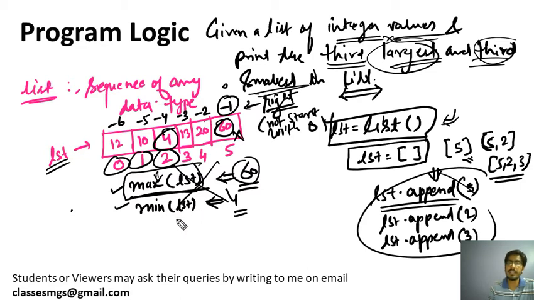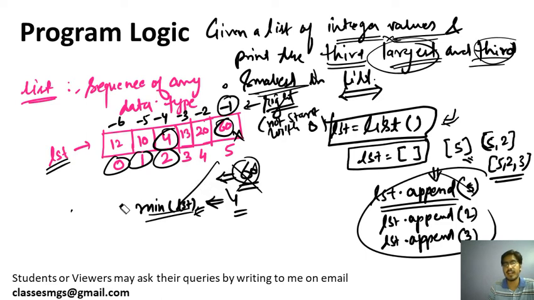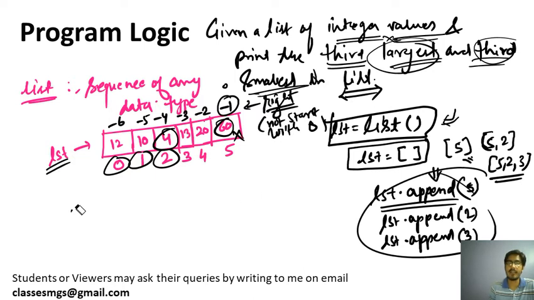And if you keep on deleting the minimum from the list 2 times, then you will get the third minimum number when you call the minimum the third time, after removing 2 elements. So this is one way, but this way is not desirable, because in this case your list is actually losing the data that you don't want. So this way I will not recommend. Some people write this program using this logic, so that's why I told you.